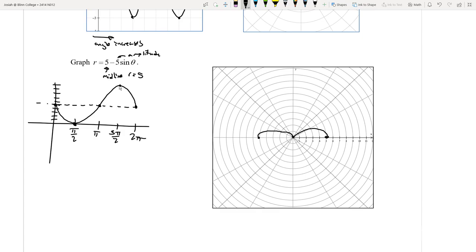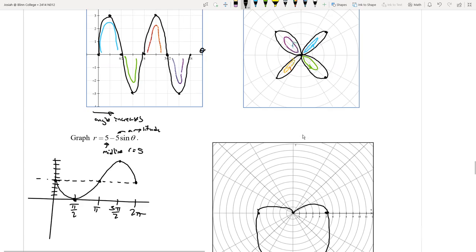And it will keep increasing all the way until 3 pi halves, and this is 10. So all the way down here, 3 pi halves, 10. So r is going to keep increasing, all the way down here. And then r is going to start decreasing again, back down to 5. Not doing a very good job with showing that. There we go. Better. All right, so that's going to be our graph here.